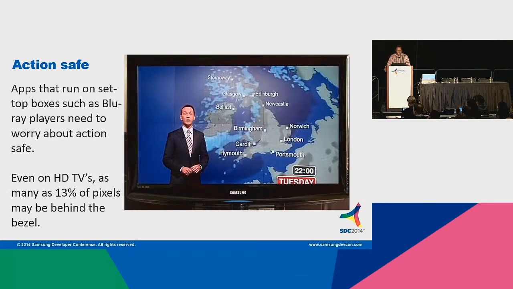Let's talk a little bit about action safe. So the action safe area is the area on the TV that's going to be visible. Basically, there tends to be more pixels below the bezel than what is shown. But if you design within the action safe area, you can be assured that everything you designed is going to be visible. So this is an example of what happens when you don't design with the action safe area in mind. Some of your design will be cut off.